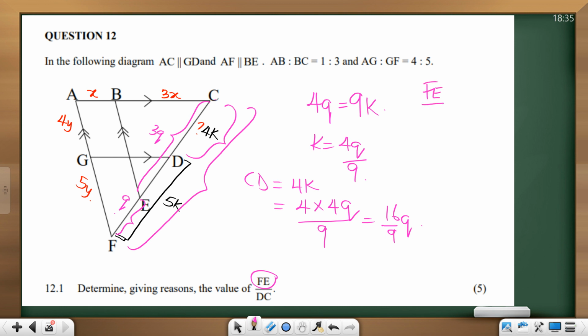So what is FE over CD? FE is Q. Am I right? Over what is DC? 16 over 9Q. Q cancels. I have 1 there. So 1 divided by 16 over 9 will be 9 over 16. Yes. Wasn't bad, eh?